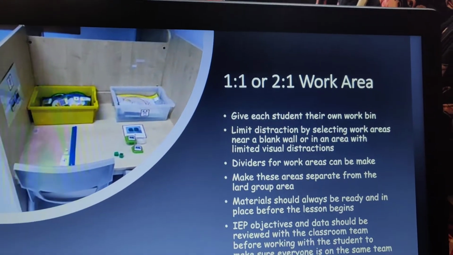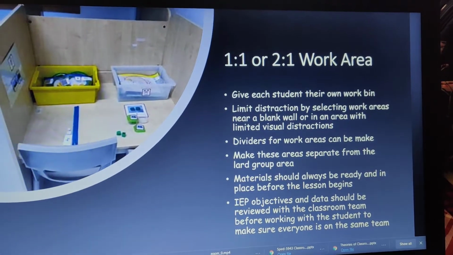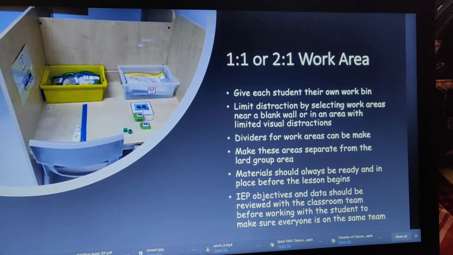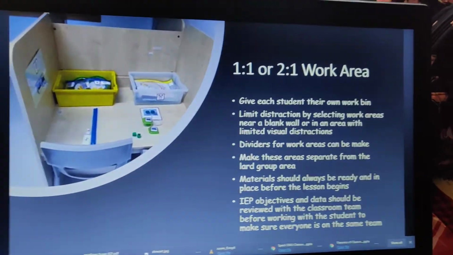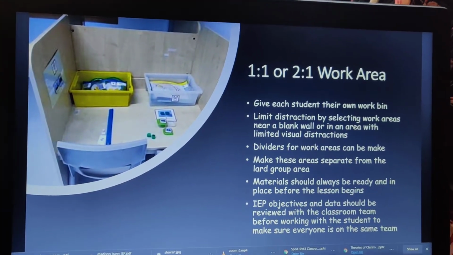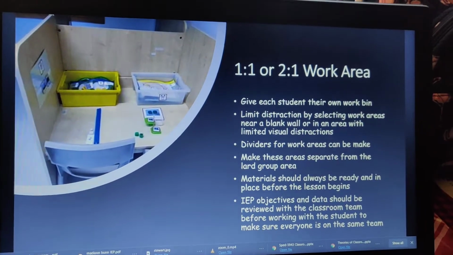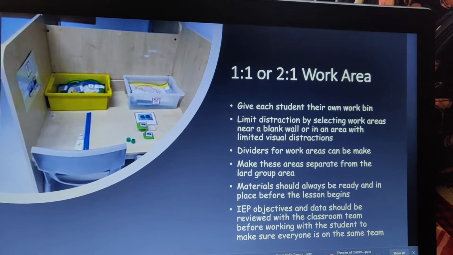IEP objectives and data should be reviewed with the classroom team before working with the student to make sure everyone is on the same page. So if you have a para and you want the para to work on them, but you know that they need help in science, the para should be aware of what the objective and the goal is on the IEP.